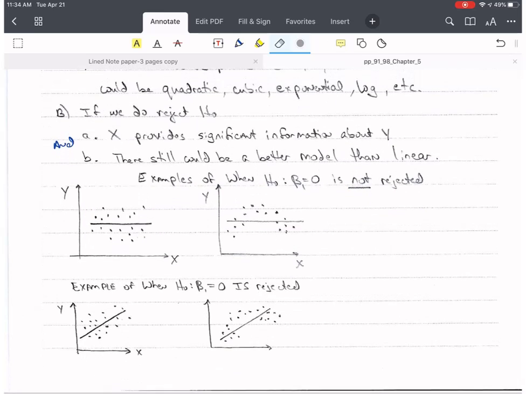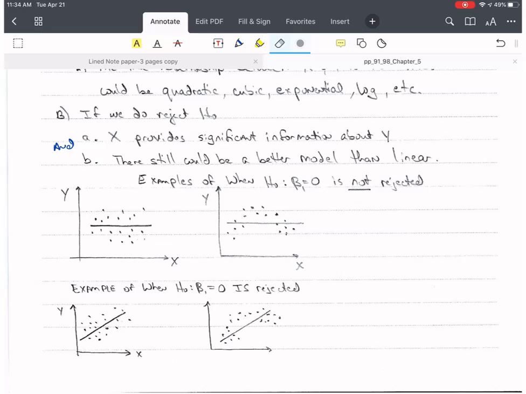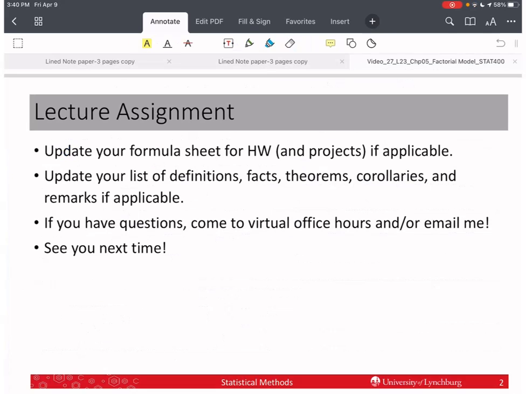All right. And then we have a couple of examples of when we do reject h naught, beta 1 equals 0. In the first graph, we have a fairly straight line relationship here, positive in this case. Here we're fitting a straight line, but the best line would be something different, maybe a rotated parabola. Okay? In the next lecture, we will talk about doing some inference about the mean and about individual points on the regression line. All right, that's it for this video.